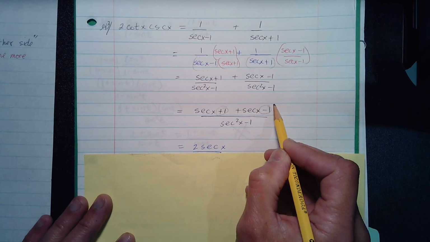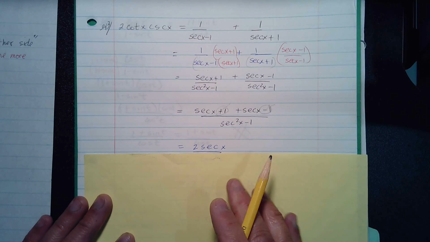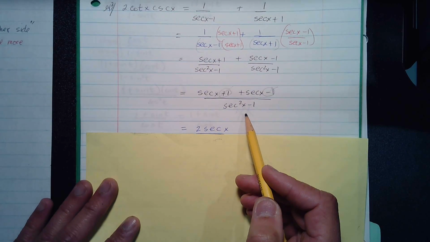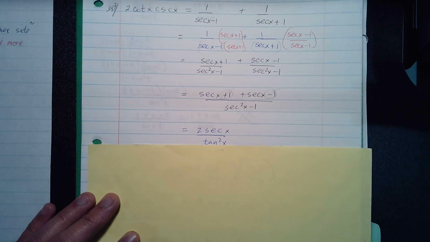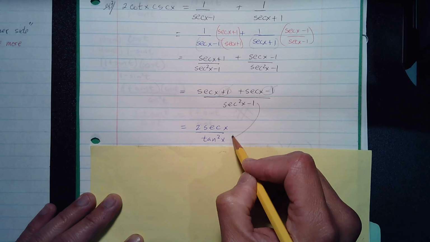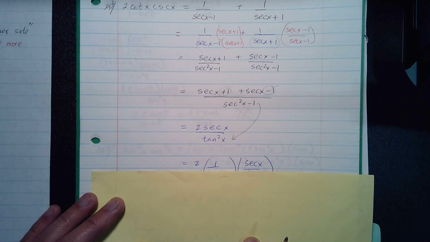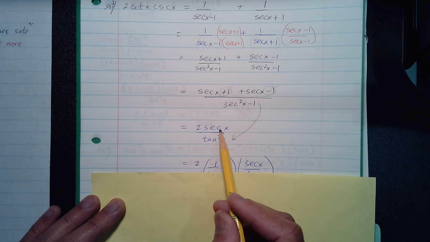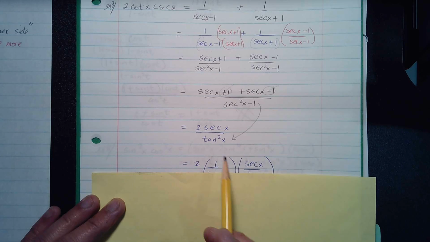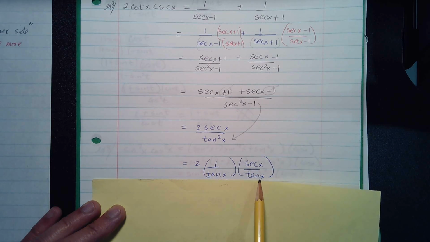1 minus 1, that's 0. Secant x plus secant x is 2 secant x over secant squared x minus 1. Secant squared x minus 1 is tangent squared. Okay, this is a Pythagorean identity. Now I'm going to rewrite 2 secant x as 2 times 1 is 2 times secant x. It's still the same. Tangent squared is the same thing as tangent times tangent.